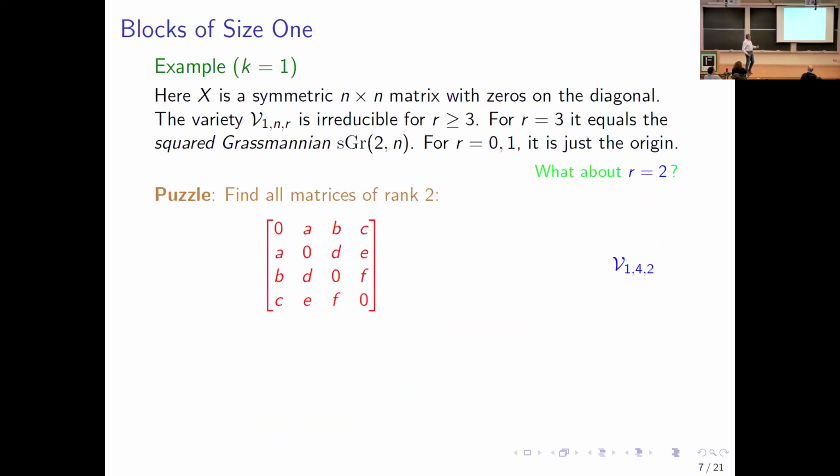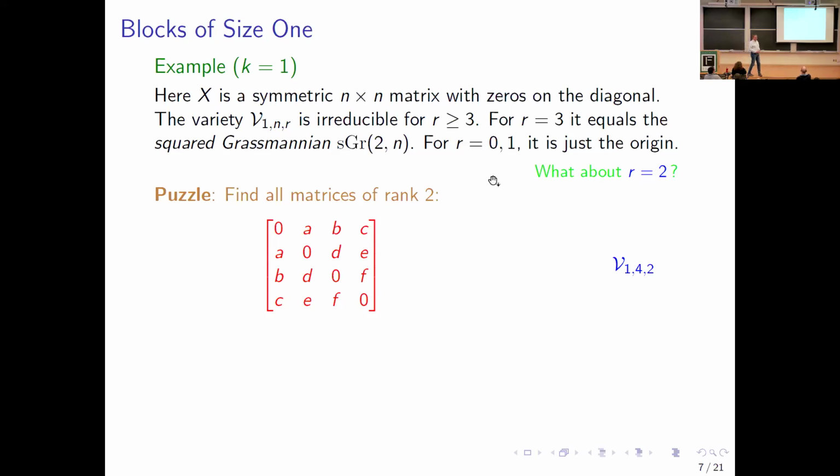Okay, let's do another example. So even k equals 1 is interesting. So k equals 1 says 1 by 1 block, so I just put zeros on the diagonal. That's it. So here X is a symmetric n by n matrix with zeros on the diagonal. So we're looking at V, 1, and R. So high rank regime here means R is at least 3. So if R is 3 or more, it's prime and irreducible.